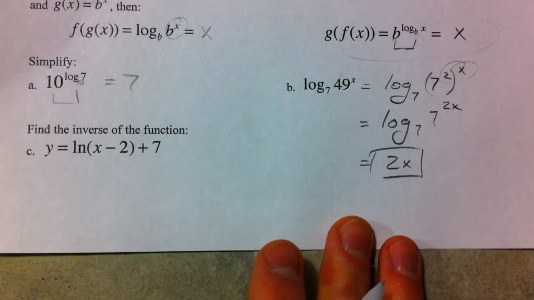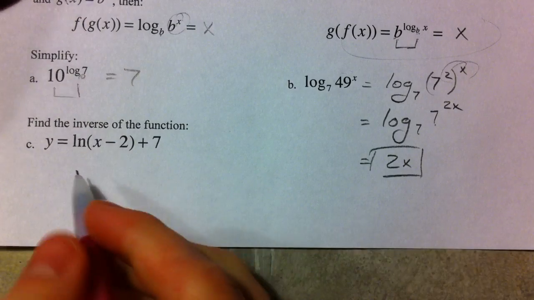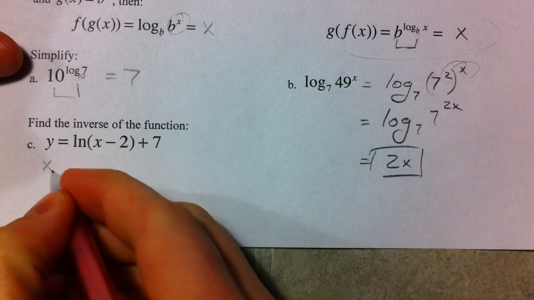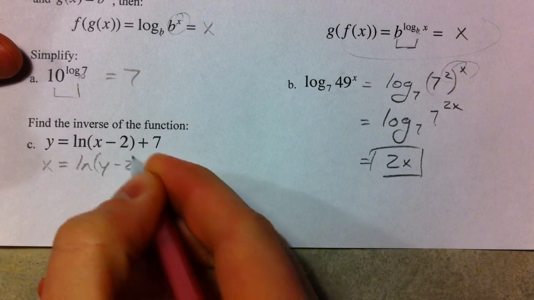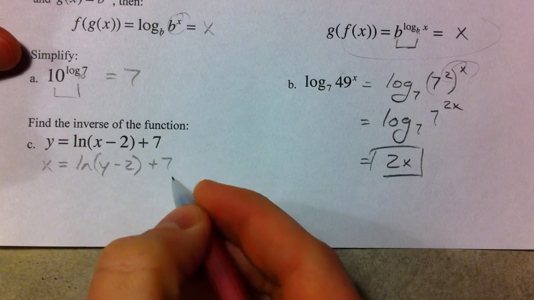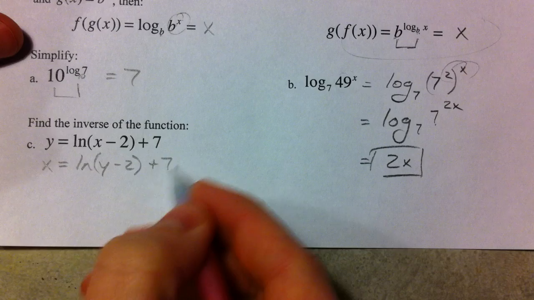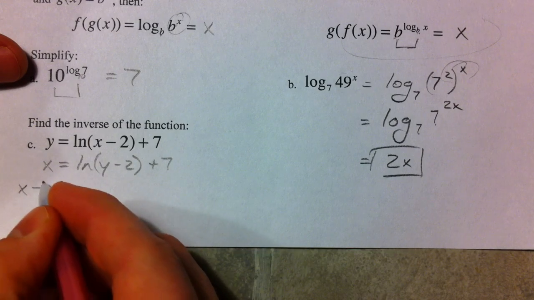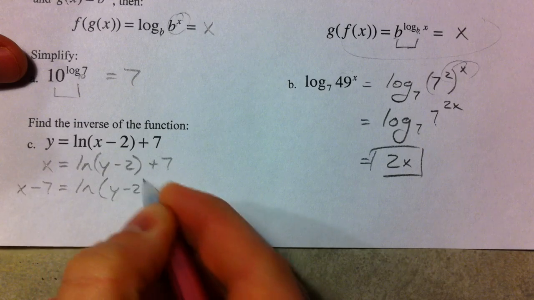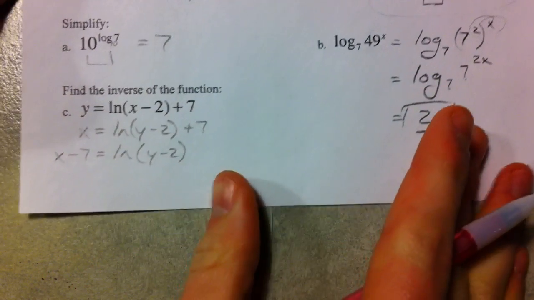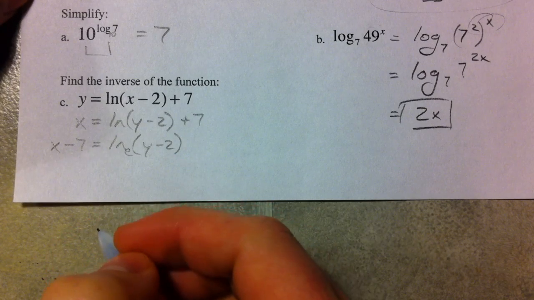All right, inverse function. Find the inverse function. So the first step in finding an inverse function was always to swap the x and the y. Learned that when we talked about inverse functions. And then what we did was we solved again for y. So let's first get rid of the 7. So we get x minus 7 equals the natural log of y minus 2. So now we have the natural log, which, if you have to remember, has a base of e.